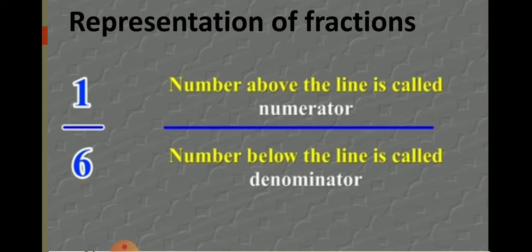Now, representation of fractions. Students, how do we represent a fraction? Here we can see with the help of an example, I have written 1 and a bar line you can see, and then I have written 6. So 1, the number above the line, is called the numerator. So our numerator is 1. And then you can see in the middle it is a bar line, a straight line. And then the number below it is 6. So the number below the line is called the denominator.